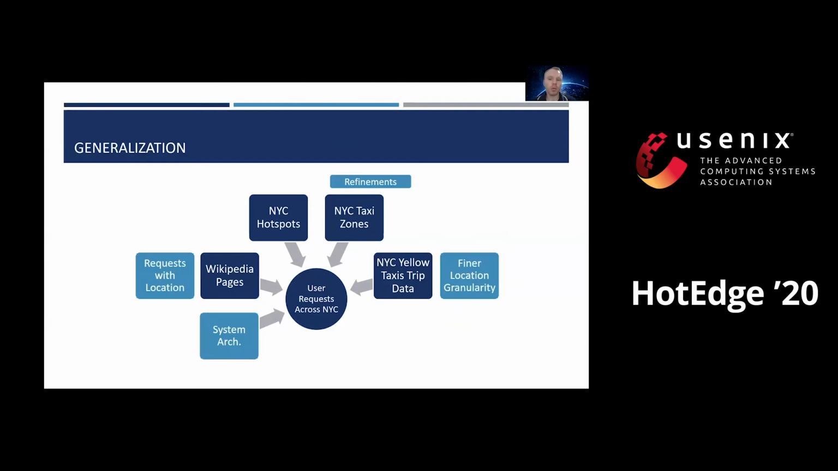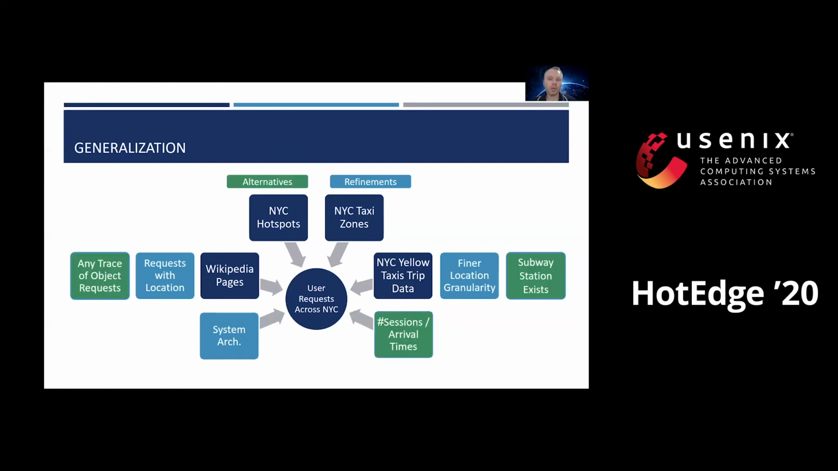We can make our workload richer by using datasets with finer location granularity and by incorporating additional datasets. Also, we are not constrained to the datasets we've used. There are many alternatives with which a similar purpose dataset can be composed. For example, we could use the subway dataset instead of taxis and other object request datasets.